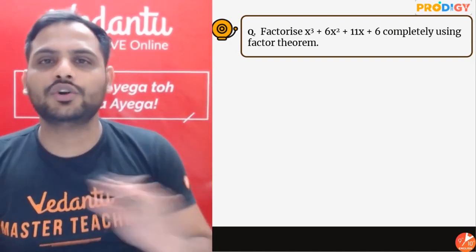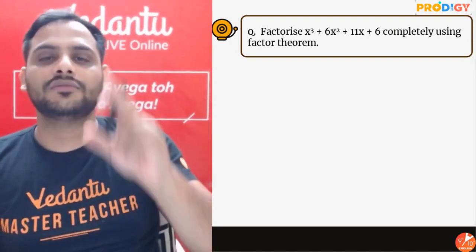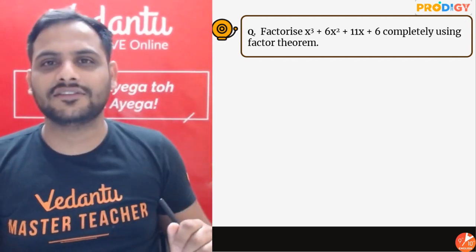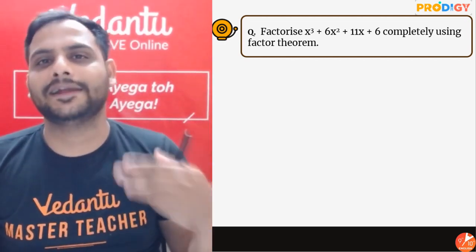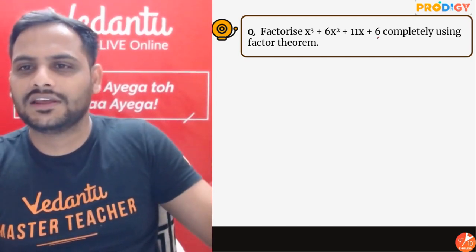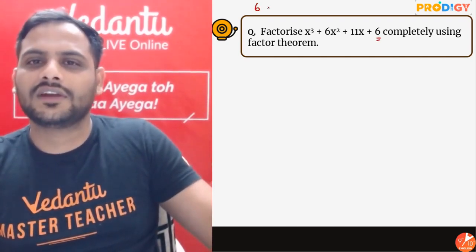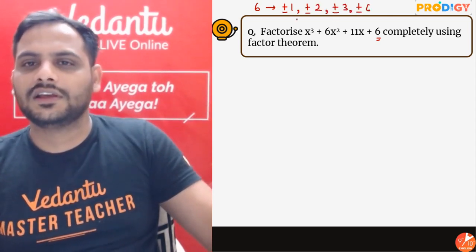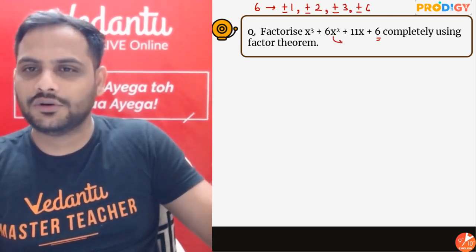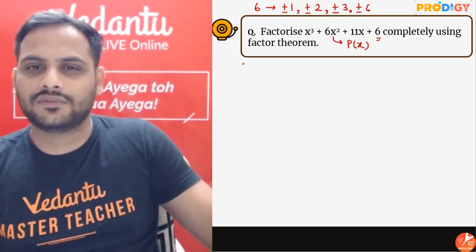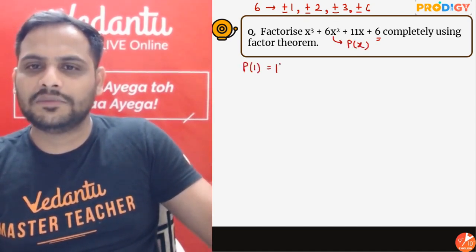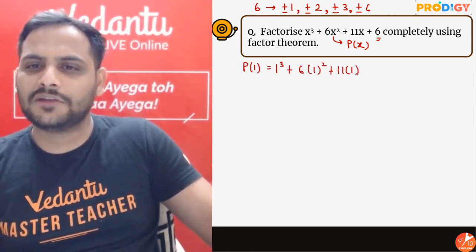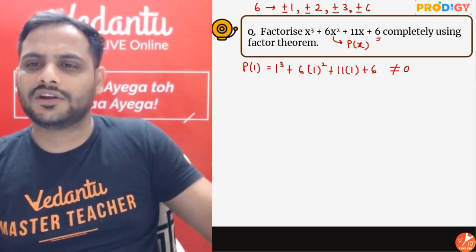Now look, I don't know any factor. So what I have told you, first we will try to get at least one factor, and for that we will use the trial and error method. We'll try different values. Here the constant number is 6, so write all the factors of 6: plus minus 1, plus minus 2, plus minus 3, plus minus 6. Check the value of this polynomial at all these values. So P of 1 will be 1 cube plus 6 into 1 square plus 11 into 1 plus 6. All are positive, definitely not equal to 0.